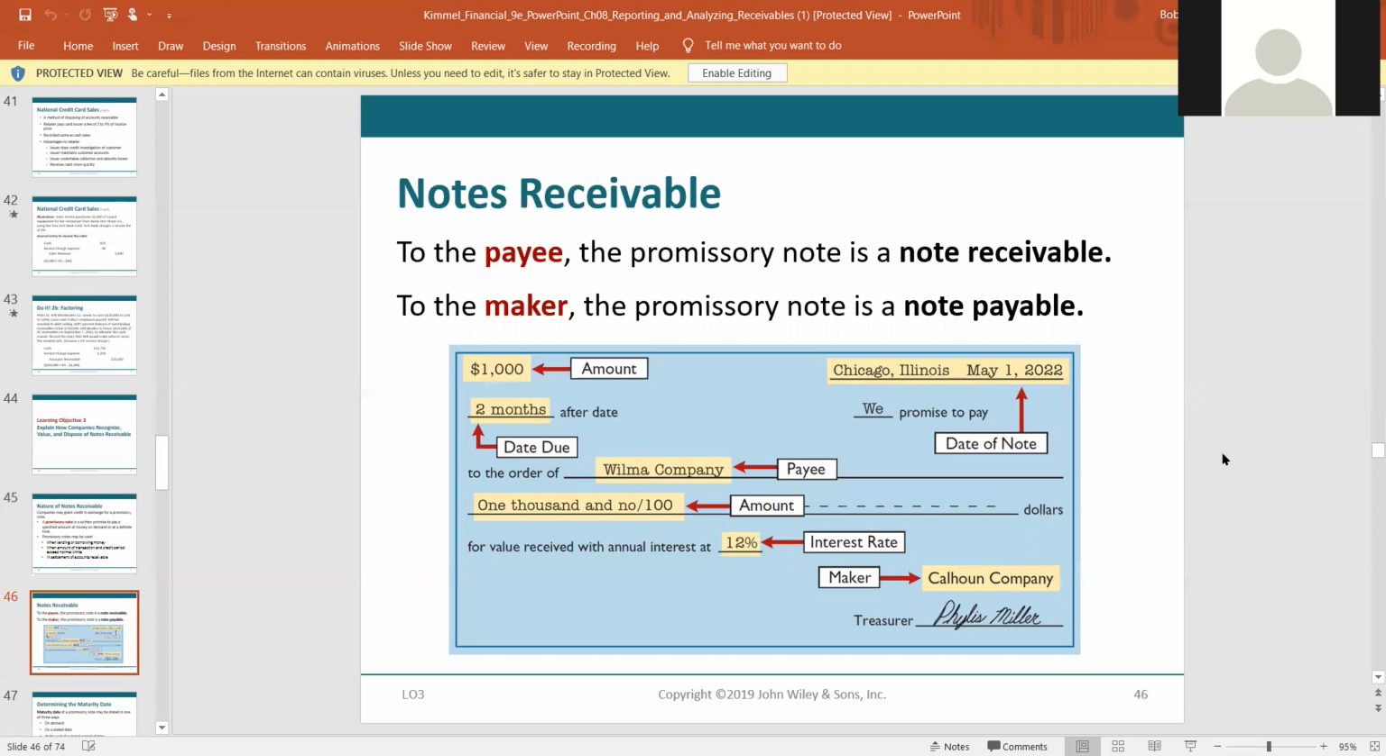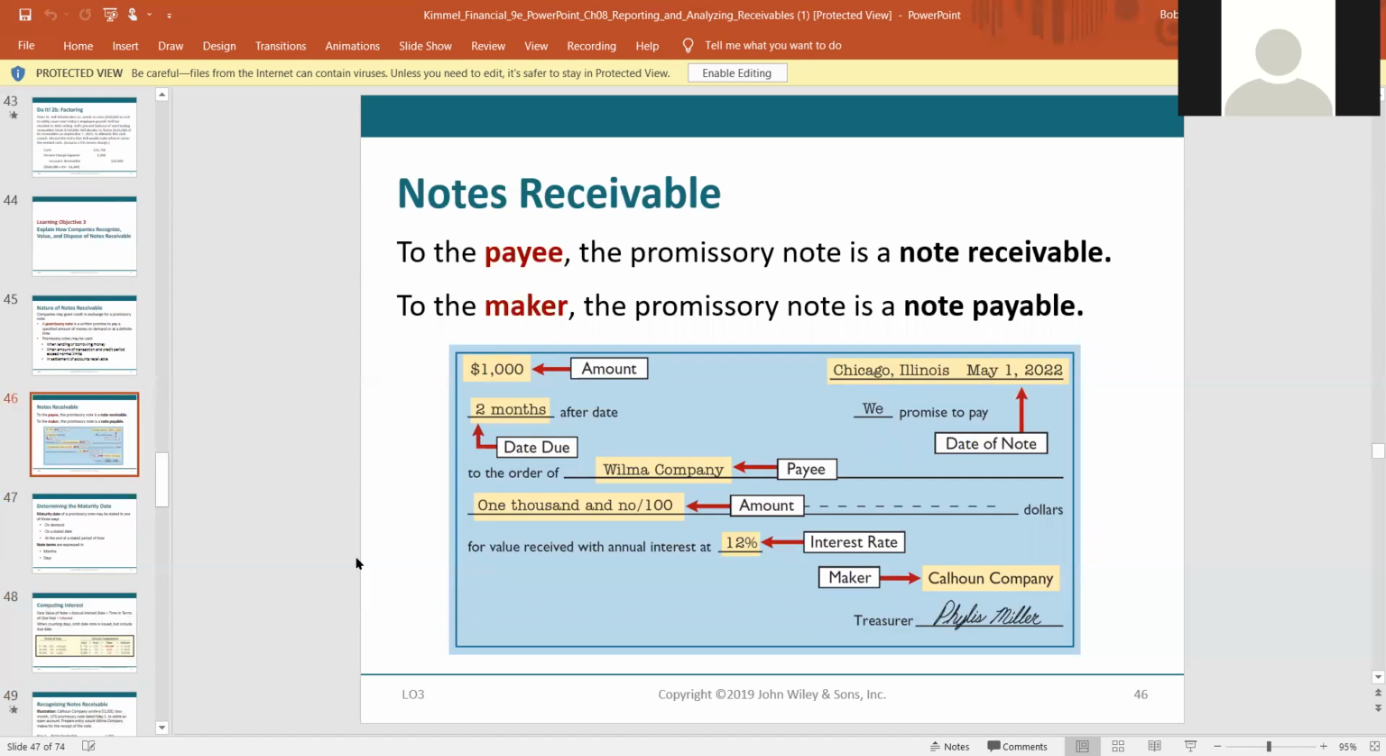So there's a note. That's a nice clean look at a note. The amount of the note is $1,000. It's due in 2 months, and it's paid to the order of Wilma Company, and they're going to have to pay it back in 2 months at 12% interest, or 1% per month. To the payee, the promissory note is a note receivable. To the maker, it's a note payable.